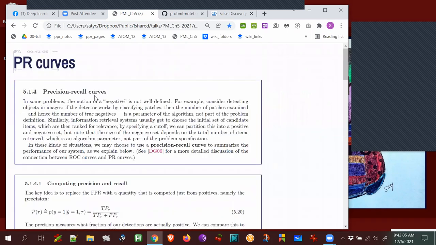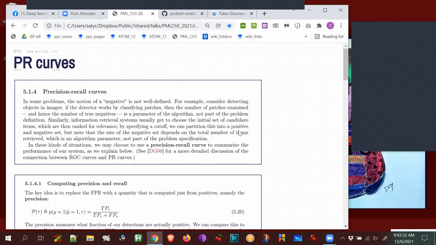So what does this do? The notion of what is a negative value is not all that well known. In other words, not all events are equally distributed in terms of positive or negative. So when you don't know exactly how many true negatives you have, suppose the value is pretty small compared to true positives, because you're looking for rare things and there are not many of those, then you should not use the ROC. You would rather use the precision recall curve.